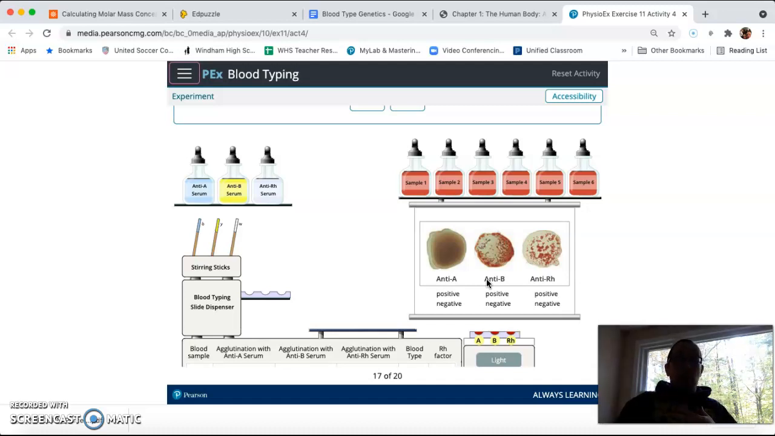I happen to have type O negative blood, so if I were to do this as a demonstration in class, it would be very boring because I wouldn't elicit a reaction in any of those wells.